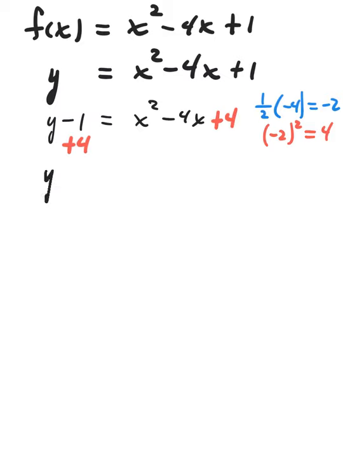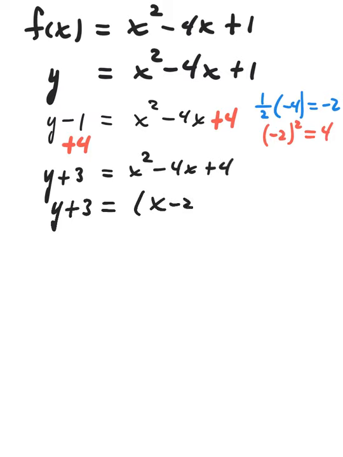So that gives us y plus 3 equals x squared minus 4x plus 4. The blue value, -2, that's what we're going to use to factor the right side twice. -2 minus 2 is -4. -2 times -2 is +4. Now, isolating y, we have x minus 2 quantity squared minus 3.